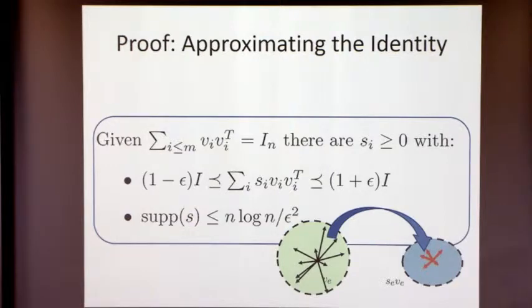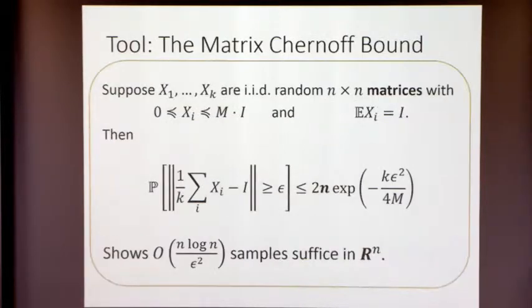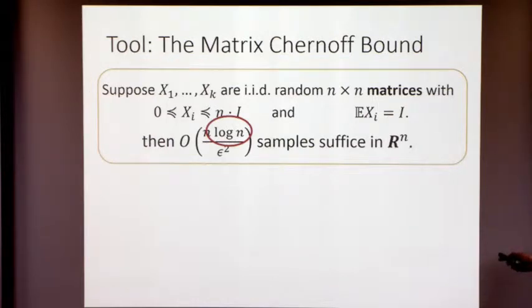And this log n is present in this linear algebraic theorem as well, and where it really comes from is the matrix Chernoff bound. This was the main tool that we used from random matrix theory, which says that if you have some IID n by n random matrices whose norms are bounded by some M and the expectation is the identity, then the probability that if you take k samples and average them, it's epsilon away from the expectation, which is the identity, is at most 2n times this exponential. And when you plug in n log n over epsilon squared for the number of samples, it shows you that this is the number of samples you need in n dimensions. And this is really the root of this log n.